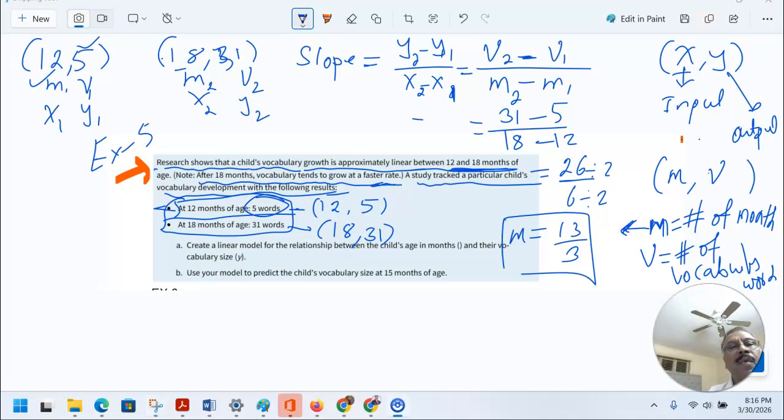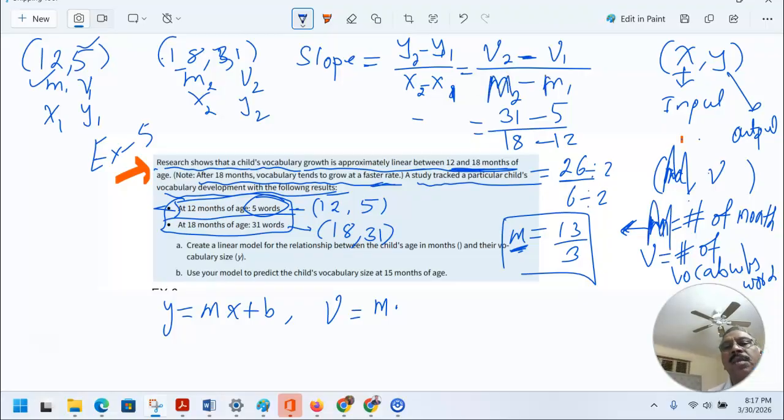Now, the equation is, remember, our regular slope intercept form, but now I'm writing number of vocabulary words. So we can write m times x. Now this could get a little confusing with the m that I used here. So let's take this as uppercase M. I think that's better to change. Uppercase M stands for how many months, because I don't want to get confused with the lowercase m.